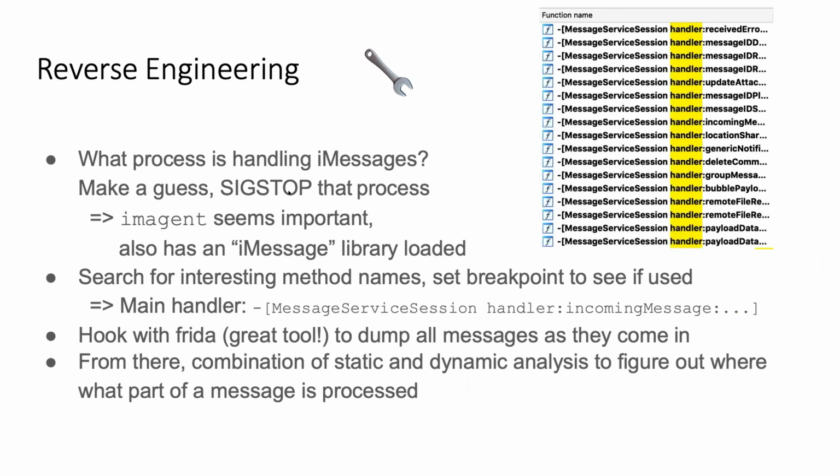Before we get to exploiting, we need a vulnerability, and for that we need to do some reverse engineering. The first question is what service is handling the iMessage. One easy way to figure it out is to look at your process list on your Mac. If you look at it, it has an iMessage library that is loading, and you can load this library in IDA, as you can see in the screenshot top right. You find a lot of handlers, for example, the message service session handler incoming message. You can set a breakpoint here, and at this point, you can see some messages coming in.